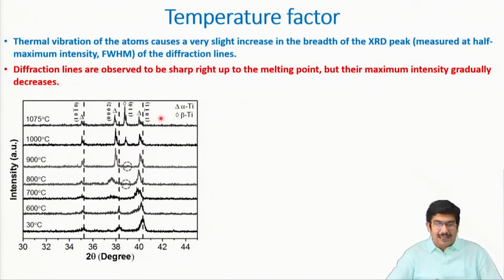So, diffraction lines all the way, if we go up to the melting point, the diffraction lines remain quite sharp, as they used to be at room temperature, for most of the materials. So, that is good news. Otherwise, that effect, the big broadening effect, will be very difficult to measure just because of the thermal vibration.